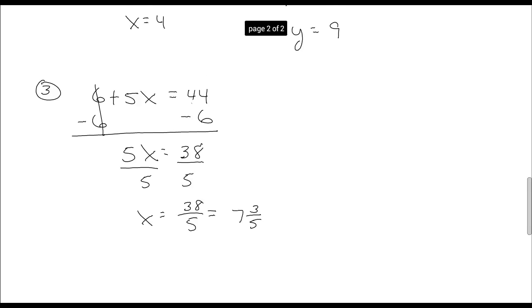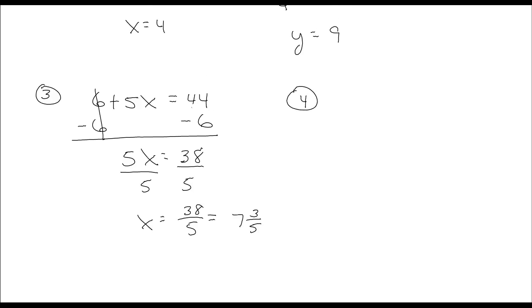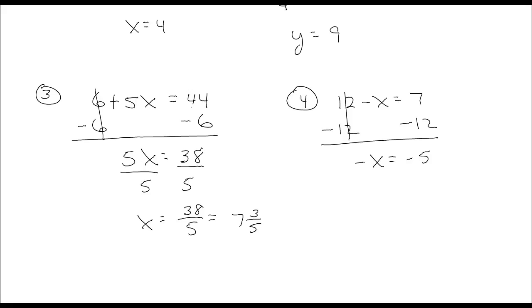And let's see, for number 4. And then you can do the rest. For number 4, 12 minus x is equal to 7. Subtract the 12. So the negative x comes down, sign and all with the x. 7 minus 12 is a negative 5. Okay, but I don't want to know what negative x is, I want to know what x is. So I'm going to divide both sides by a negative 1. So negative divided by a negative is positive, making it just x. And again, negative divided by a negative is positive, so 5 divided by 1 is just 5.